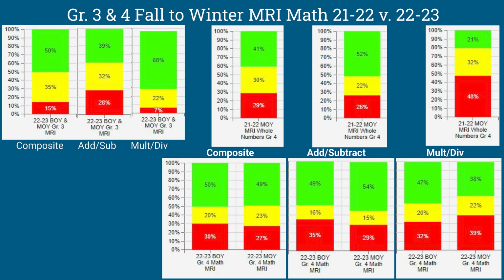So 50% of the kids were proficient in the fall. Now we're at 49, not much movement here. This is addition and subtraction. 49% of the kids were proficient up to 54. For multiplication and division, it's 47, and now we're at 36, or 38, sorry.